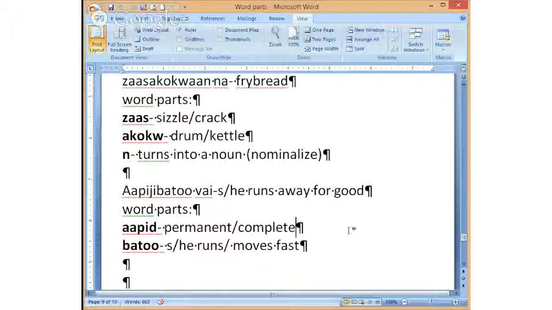The N at the end? Yeah, at the very end. It turns it into a noun. And then the AA turns it into a noun inanimate? It's like adding -ing to it in English. Running, jumping, frying. So altogether in English, it might sound like sizzling, cracking, drumming, kettling, object.